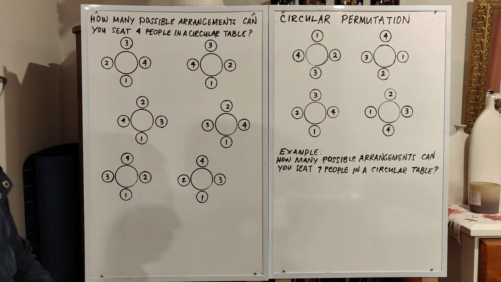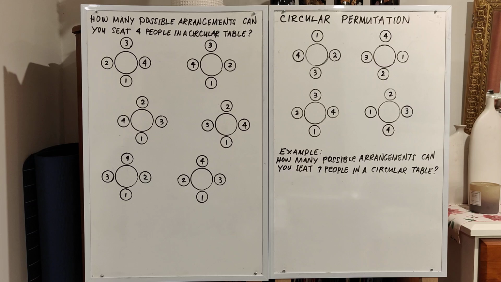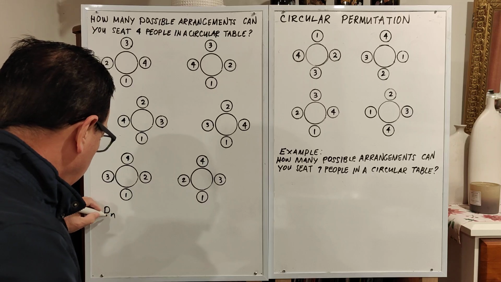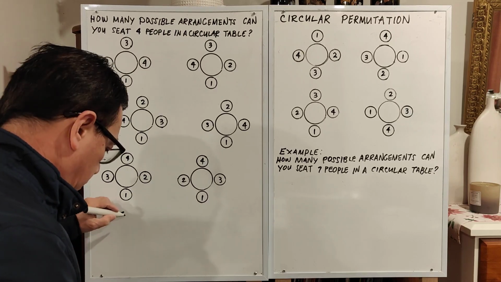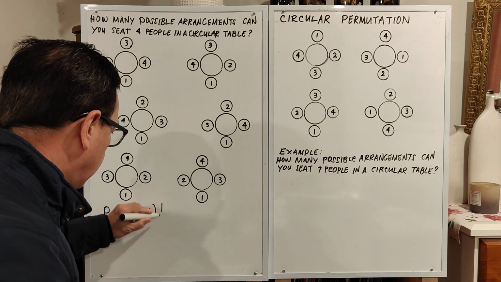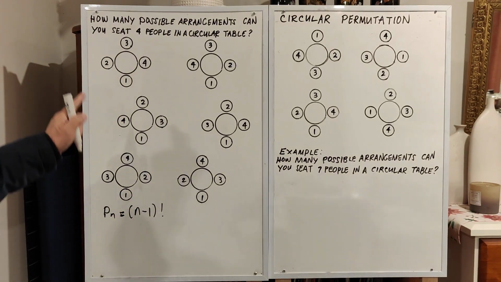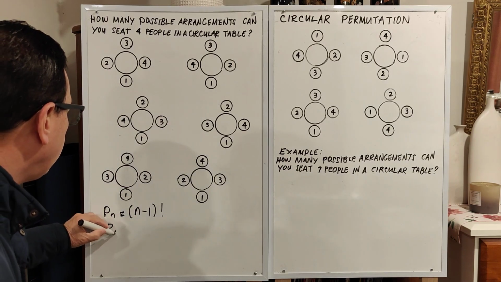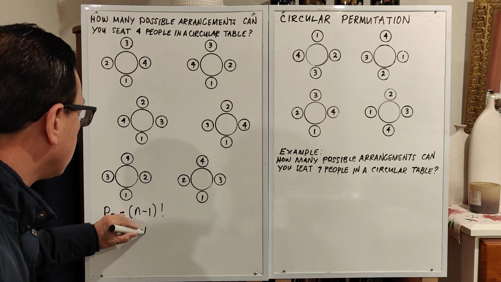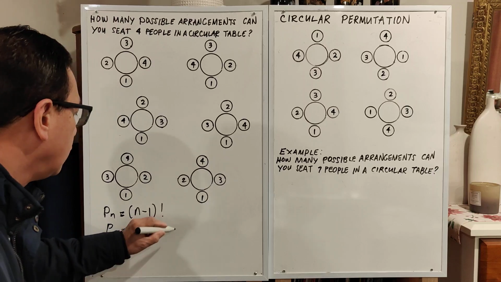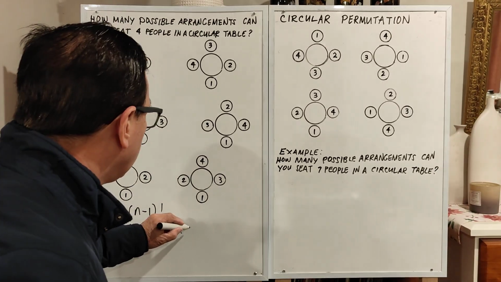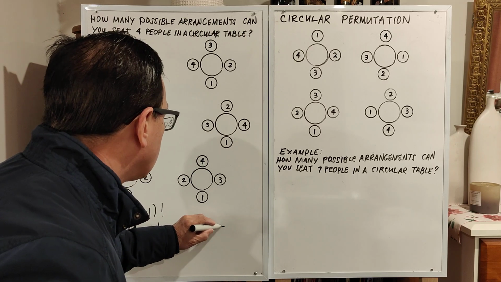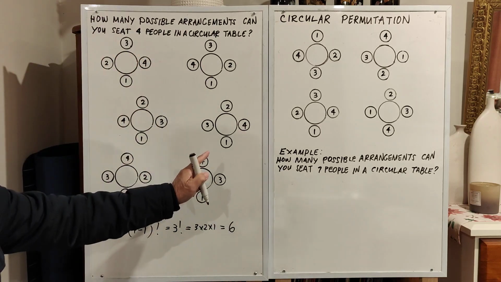But we have a shortcut. We use the formula Pn is equal to n minus 1 factorial. So applying this formula in this example, we have P4 is equal to 4 minus 1 factorial, or 3 factorial, or 3 times 2 times 1, is equal to 6, which is the same number as we had computed.